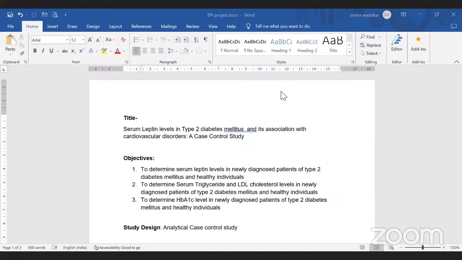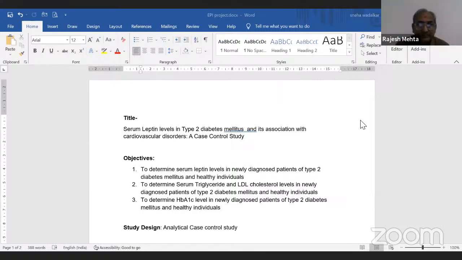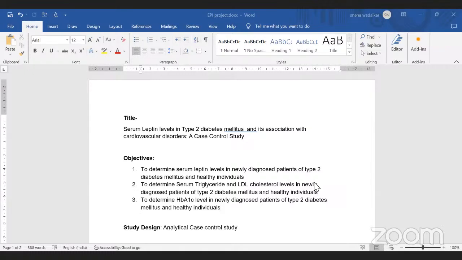The title of the study is the estimation of serum leptin levels in type 2 diabetes mellitus patients and its association with cardiovascular disease. It's a case control study. The objective of the study is to determine the serum leptin levels in newly diagnosed patients of type 2 diabetes mellitus and healthy individuals. Also, we will determine the serum TG, triglyceride, and LDL cholesterol levels in both groups, case and control. HbA1c level will also be estimated to diagnose type 2 diabetes. It is an analytical case control study.